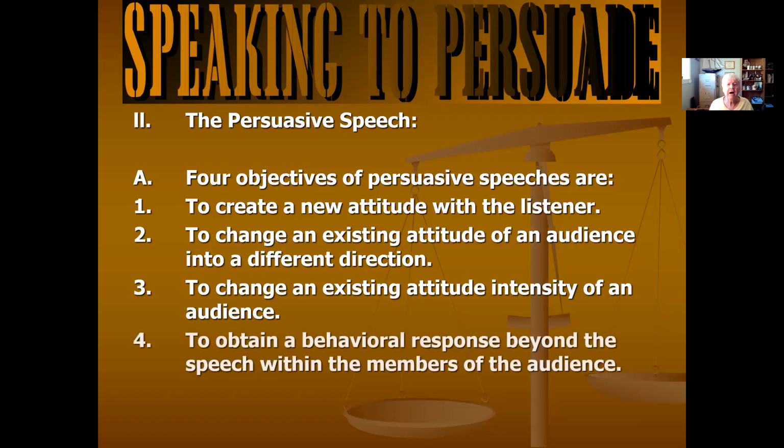A fourth objective of a persuasive speech is to obtain a behavioral response beyond the speech within the members of the audience. In a persuasive speech, you do want people to do something about your speech. And certainly you call for that in the speech, but you definitely call for it in the conclusion of the speech, when we are looking at the issue of the response that you desire, which is one of the functions of the conclusion. So you're obtaining a behavioral response beyond the speech.